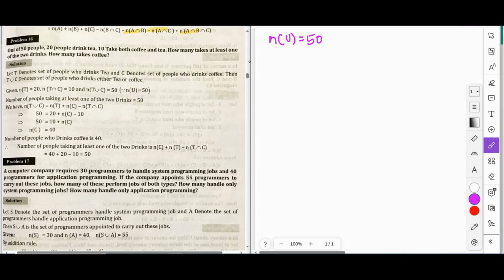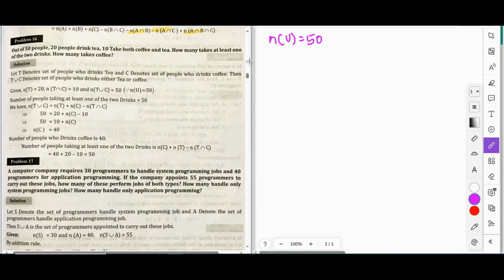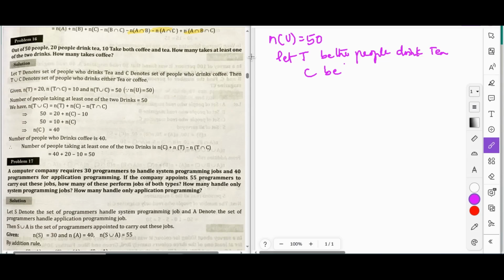Then 20 people drink tea. So let T be the number of people drinking tea, and C be the people who drink coffee. You should write: let T be the people who drink tea, and C be the people who drink coffee.